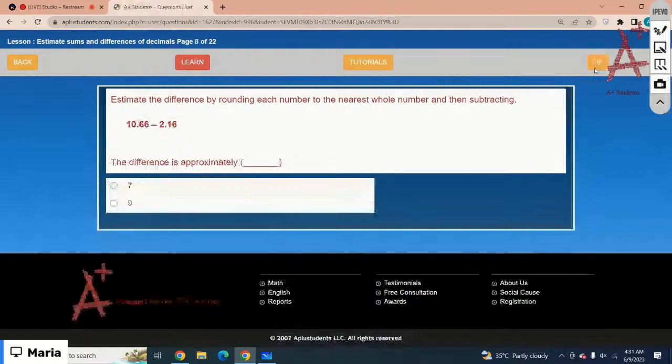10.66 take away. So which is the correct option? 10.6 is rounded off to 11 and 2.16 rounded off to 2. So 11 take away 2 is 9. The correct option is 9.